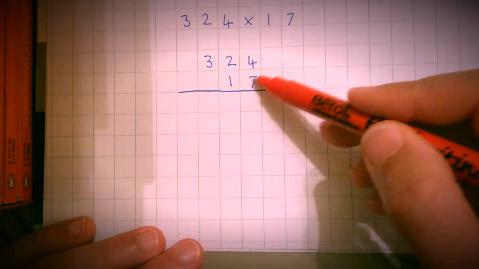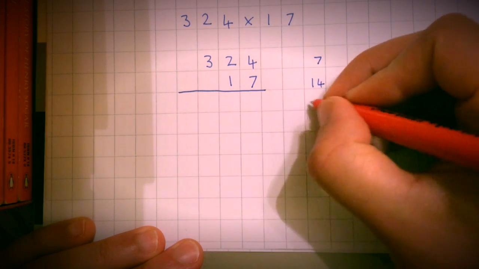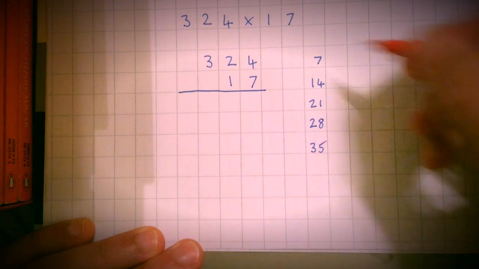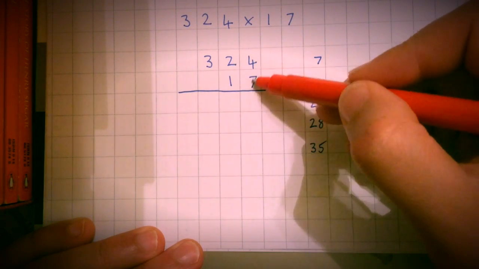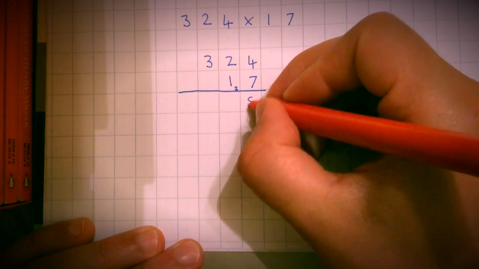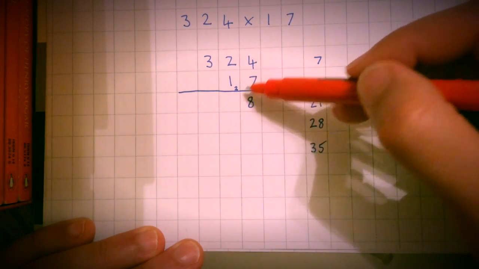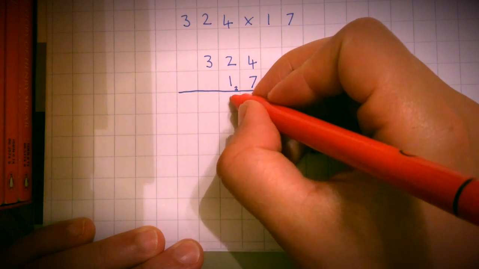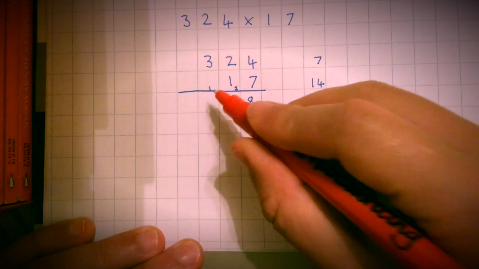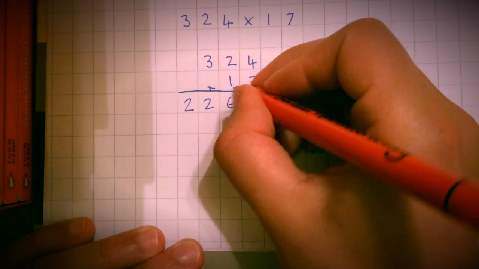And again, if the child didn't know their 7 times table, it would be worth writing it down, because this will help them in the rest of the calculation. So 7 multiplied by 4 is 28, so we'll put a very small 2 and the 8. 7 times 2 is 14, add 2 more would be 16, and 7 times 3 is 21, add 1 more would make 22. I'll cross out these numbers because I've used them.